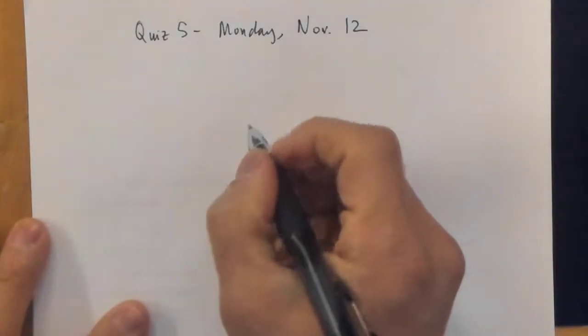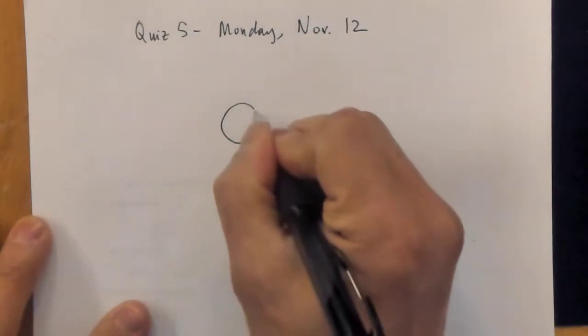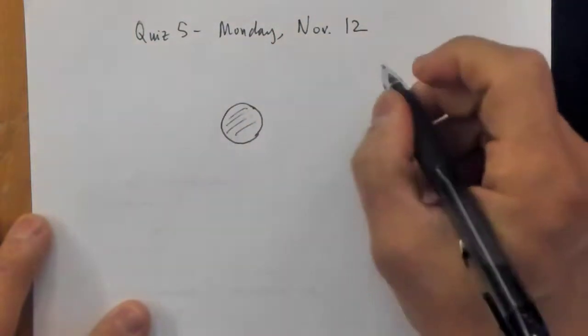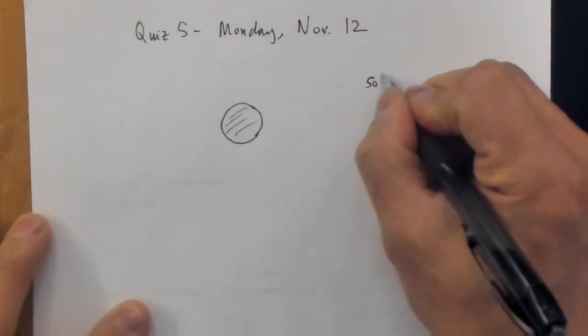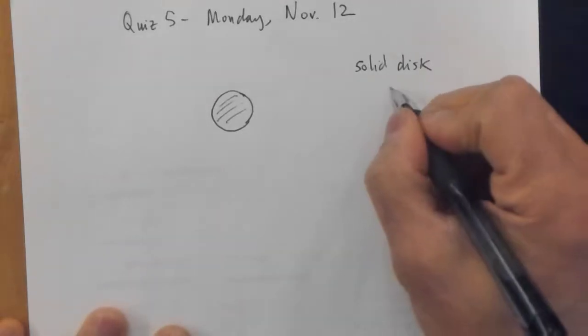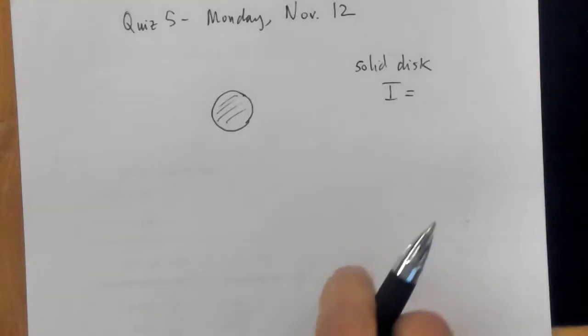Okay, so for the basic part, the simple part of the problem, there are two parts to this problem. You have a cylinder, a solid cylinder. So remember, for a solid disk, a uniform disk, the moment of inertia is given on your equation sheet.